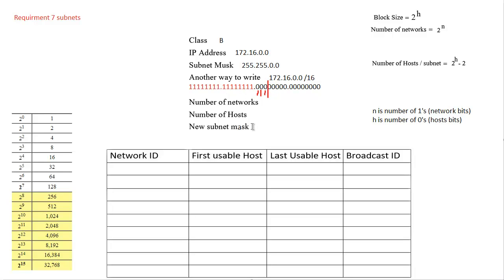So the new subnet mask will be /19. And here in the third octet this will be changed as well, because last time it was 0 but now 224. This is 128, 64 and 32. If I add these 3, that will be 224. So the new subnet mask will be 255.255 and in the third octet 224.0.